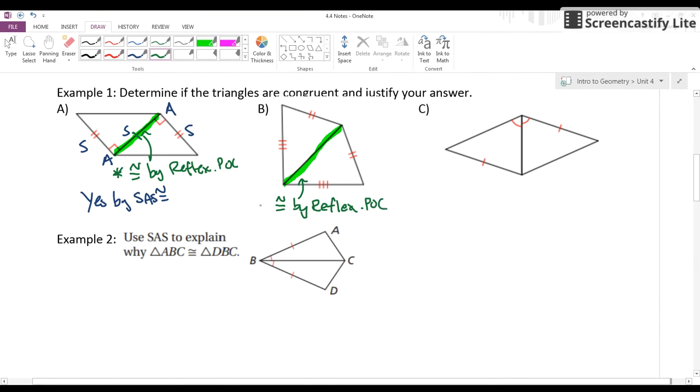And once again, remember, you need to have this in your justification, in your explanation. So since it's congruent by the reflexive property, I've got congruent sides here, congruent sides here, and a third congruent side. So yes, by SSS congruence.